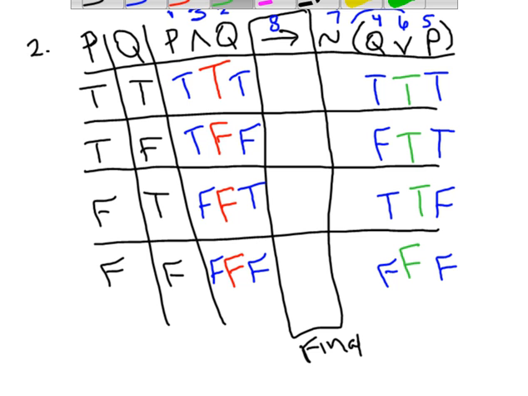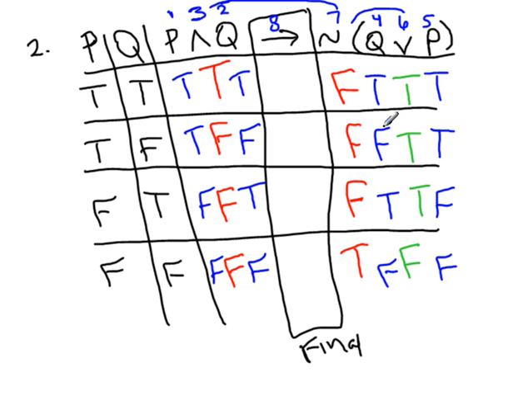All right, now we're going to switch back to our red pen color. And the last thing that we do on the right side is the negation. Remember, that needs to be off of the green column. So not true is false, not true is false, not true, again false, not false is true.